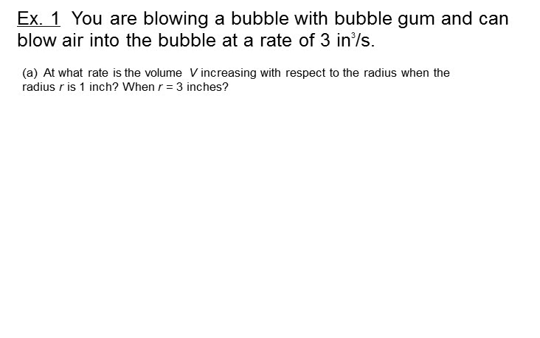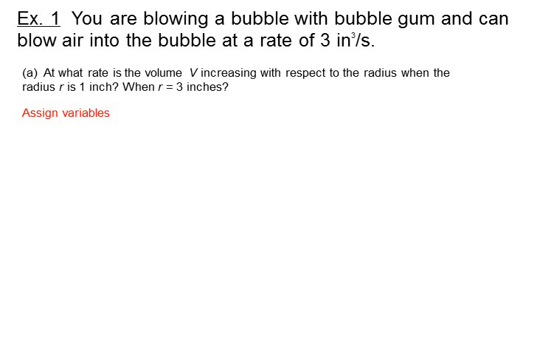In our first example, suppose you're blowing a bubble with bubble gum and the rate at which you can blow air into the bubble is 3 cubic inches per second. This question has a part A and a part B. We'll look at part B in a later slide. Part A asks us to find the rate at which the volume increases with respect to the radius when the radius is 1 inch and when the radius is 3 inches.